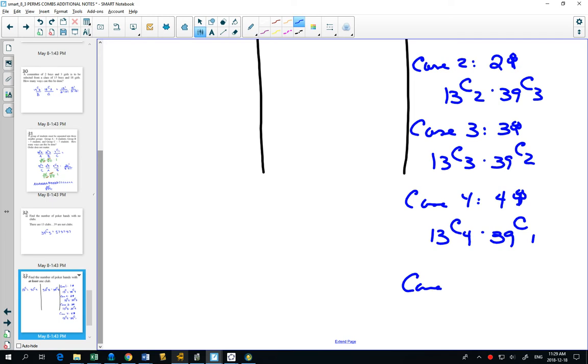And finally, case 5. With all 5 being clubs, 13, choose 5. I figure out each of my cases separately, and I add them up in total. And since I counted how many hands have 1 club, 2 clubs, 3 clubs, 4 clubs, 5 clubs, adding them up will be at least 1 club. So I hope I was really convincing that all 3 of them are right. And now I leave it to you to argue. What do you think?